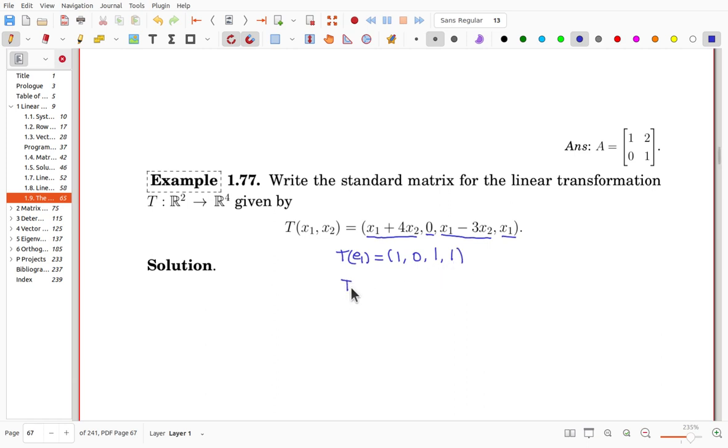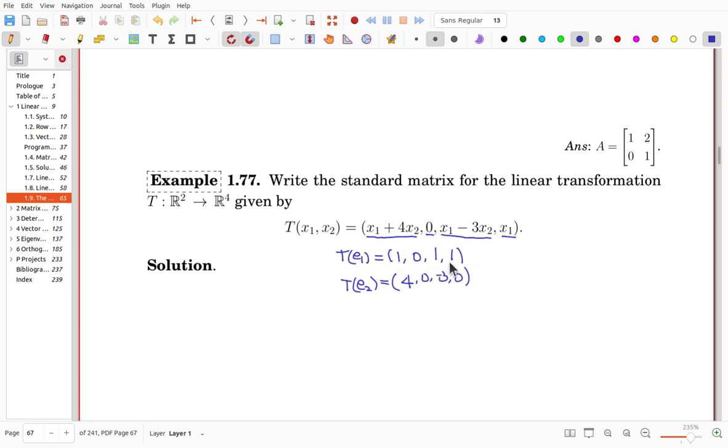How about T(e2)? x1 is 0, x2 is 1. So here the first component will now be 4, right? There is 4, and again this is 0. And then minus 3, 0, 1, right? And then finally there is 0.